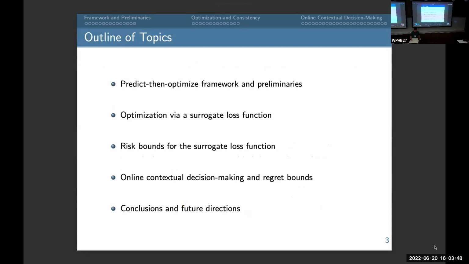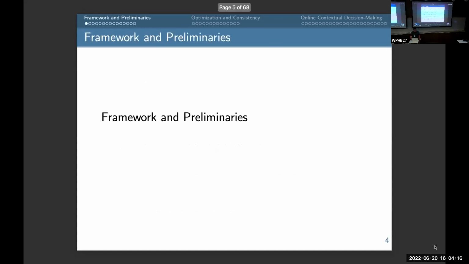First, I'll introduce the predict-and-optimize framework. Then I'll talk about our main computational approach in this setting, which is a surrogate loss function we call the SPO+ loss function. I'll talk about some statistical properties of the function, in particular consistency results, as well as what are called risk bounds. Then I'll talk about the online contextual decision-making setting, where we adapt ideas of SPO and SPO+ to online decision-making. Then some conclusions and future directions.